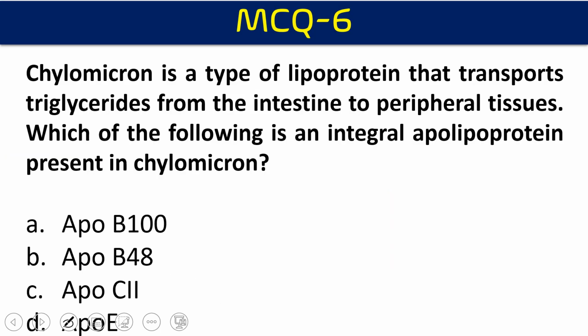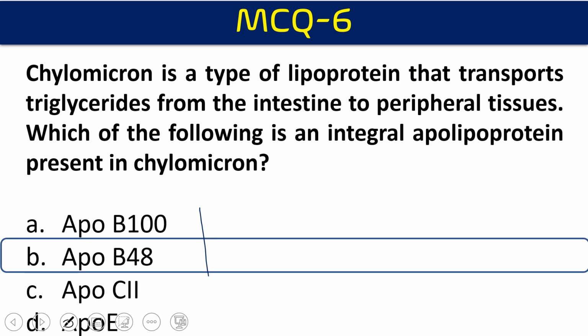The next question is, chylomicron is a type of lipoprotein that transports triglyceride from the intestine to the tissue, that we have already seen. Which of the following is an integral apolipoprotein present in the chylomicron? Among all the apolipoproteins present in chylomicron, which of these, either B100, B48, C2 or E? If you see the chylomicron, then the correct answer will be there. So the correct answer is B48.